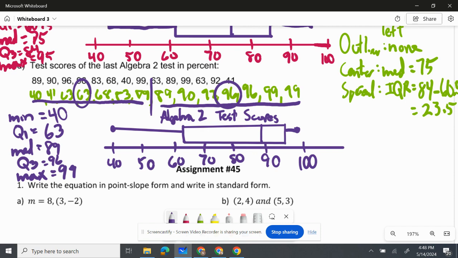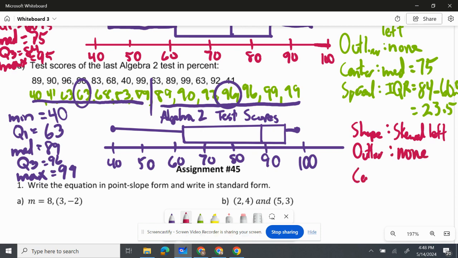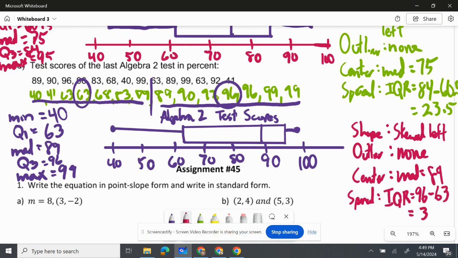And so describing this distribution, my shape, this one is clearly skewed left. Once again, just today, outliers would be none. We have our center, which is our median, and that would be 89. And then our spread, which is our IQR. We're going to take our Q3 value, which is 96, and we're going to subtract 63. And that, of course, would give us 33.